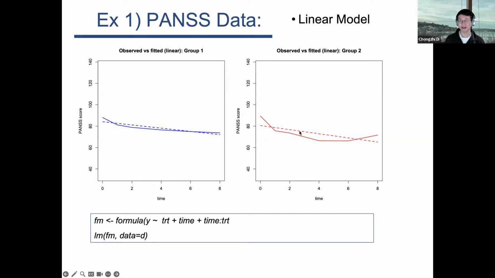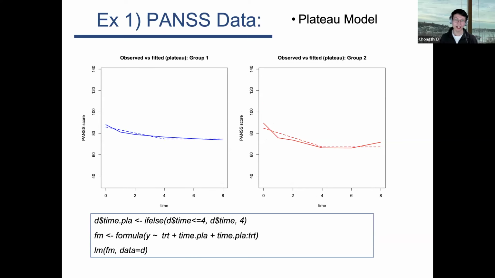It still captures the overall trend, but seems not to acknowledge the change in slope. Now, this is what you get if you fit a plateau model. The plateau model in this case assumes a change point at week 4. So for this first group, it's fitting a line, then forcing the line to be constant after week 4. And then for the second group, you can see again it allows a decline before week 4 and assumes a constant after week 4.